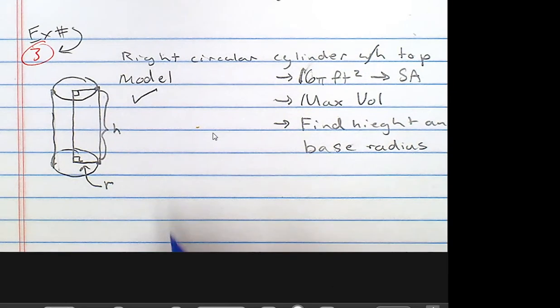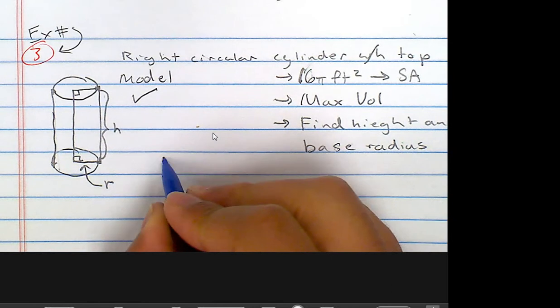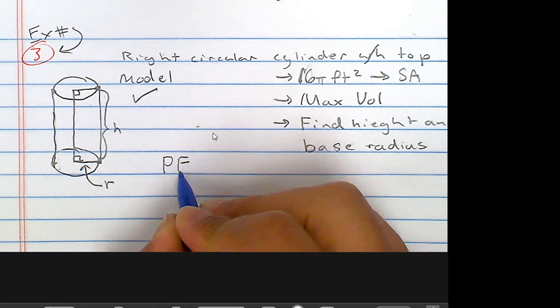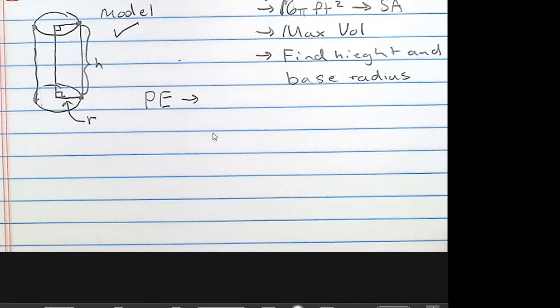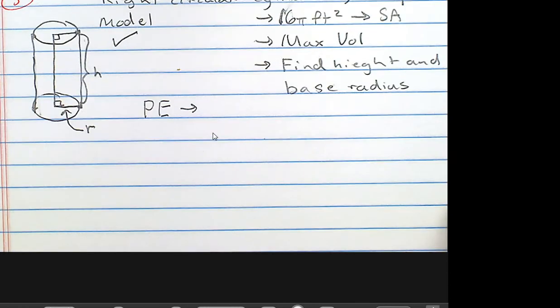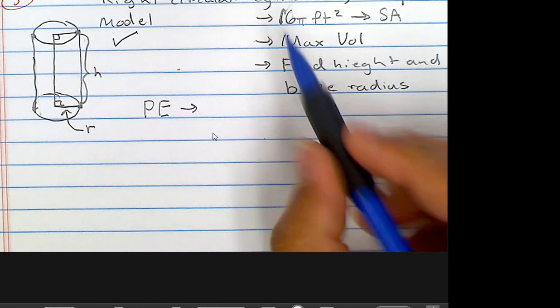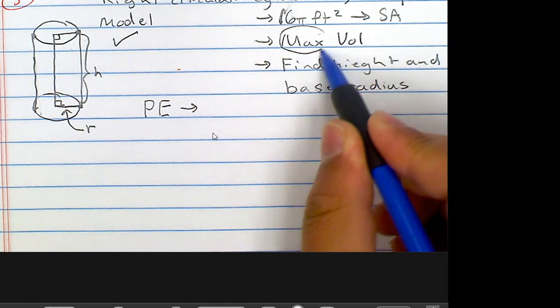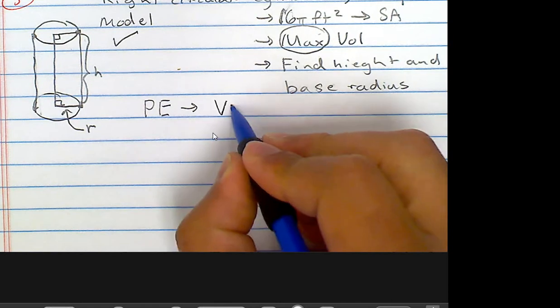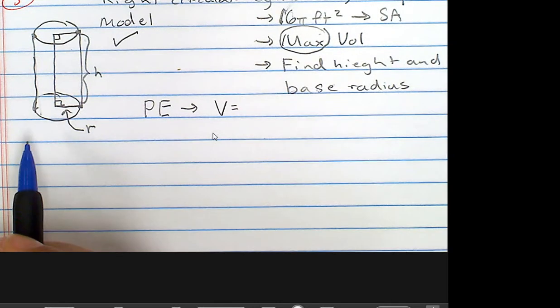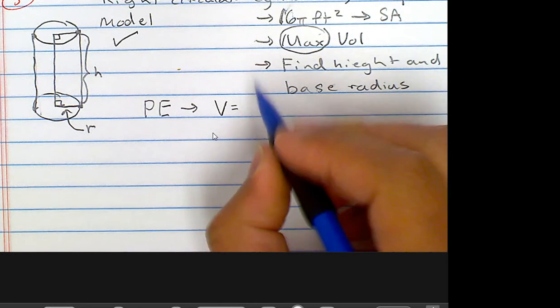Now let's start by writing our primary equation. What is our primary equation? The formula for the volume. You always know your primary equation is what you're maximizing or minimizing. So volume, we already talked about this. This is a circular prism. All prisms' volumes are base times height.